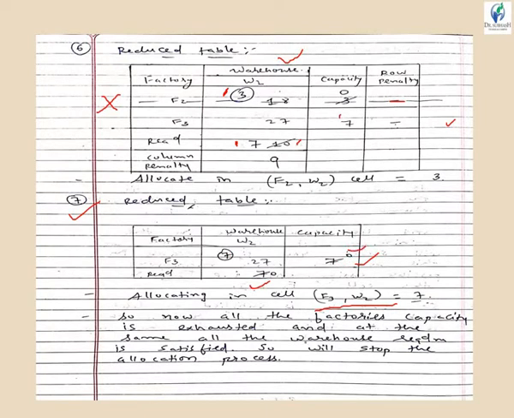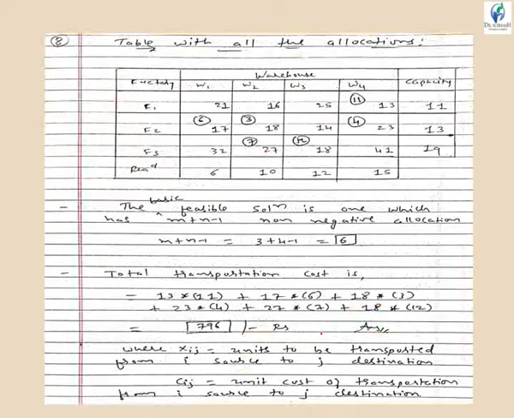So it is completely exhausted. We can say now all the factories' capacity is exhausted, and at the same time all the warehouse requirements are satisfied. So we will stop the allocation process now, because each and every factory's capacity is exhausted and at the same time all the warehouses' requirements are satisfied.